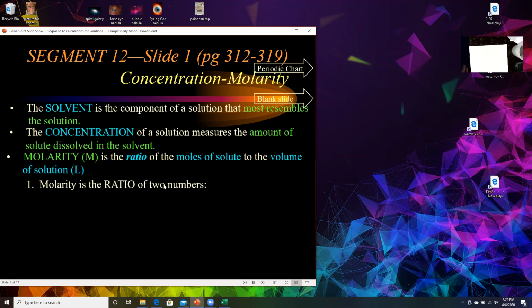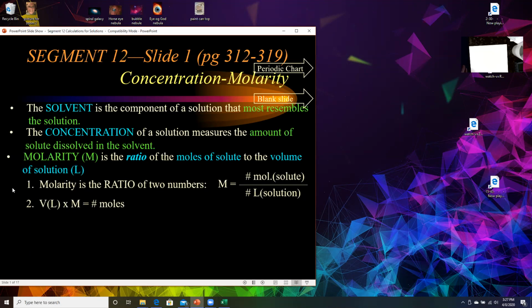So you have molarity as a ratio of two numbers. It's the number of moles of solute divided by the number of liters of solution. So remember, it is a ratio. It doesn't really mean that a 6 molar solution has 6 moles of solute and 1 liter of solution. It's any two numbers that divide out to give you a 6. Remember, molarity is a ratio of two numbers. It's what you get when you divide the two numbers out.